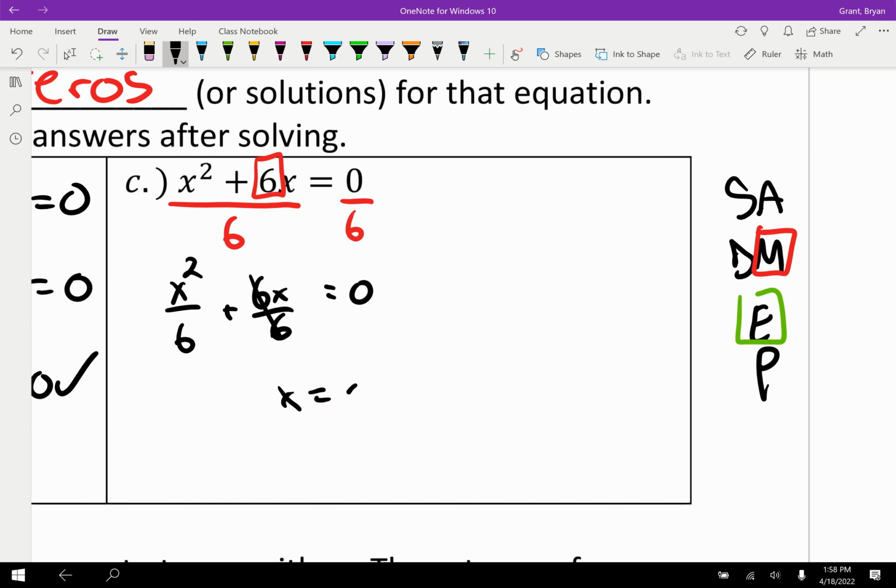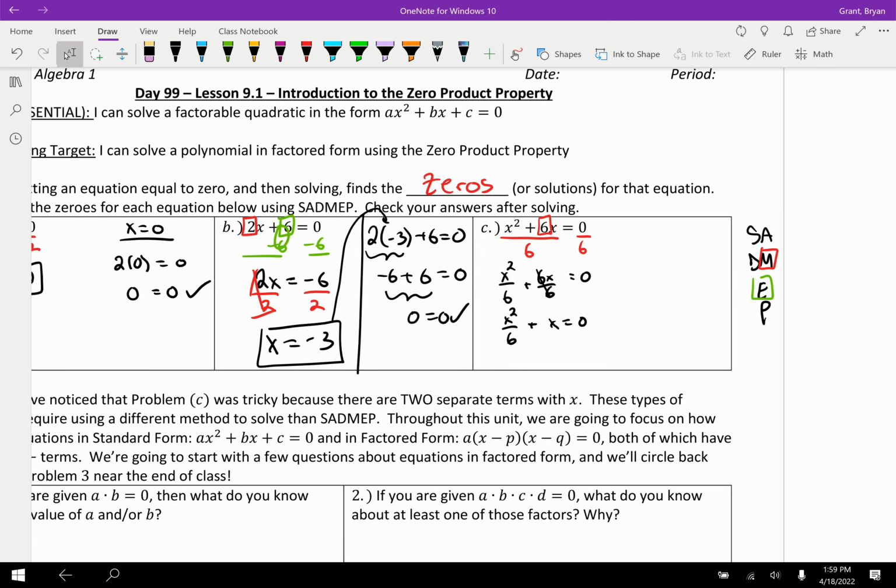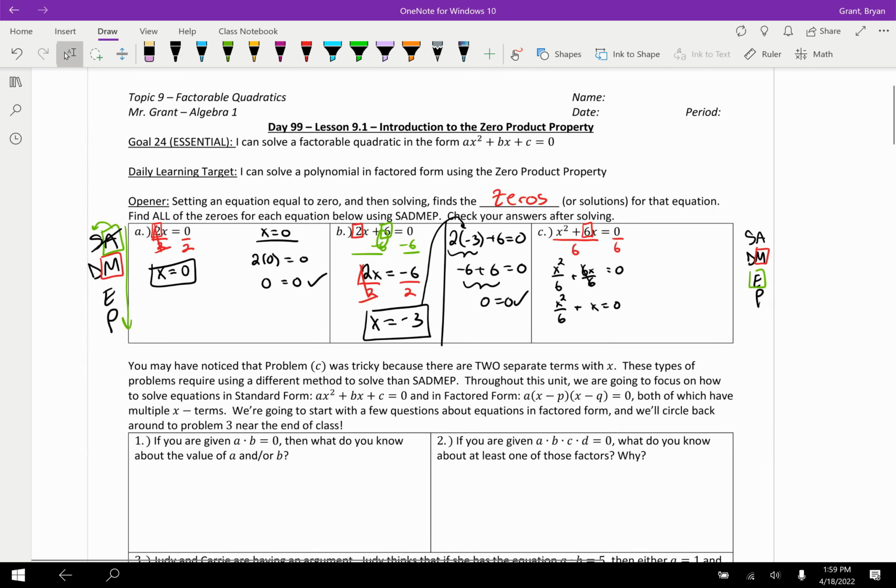This would give us x, which is equal to 0, but then this is x squared divided by 6, and now we've kind of just gone in circles, and we still have a 6, but now it's attached to the x squared, and we still have this x over here, and these still aren't like terms. So again, you're not going to come up with something that really seems to work here, which is a bummer, but that also leads us into the main point of today.